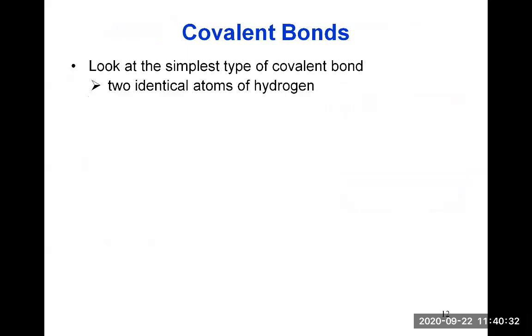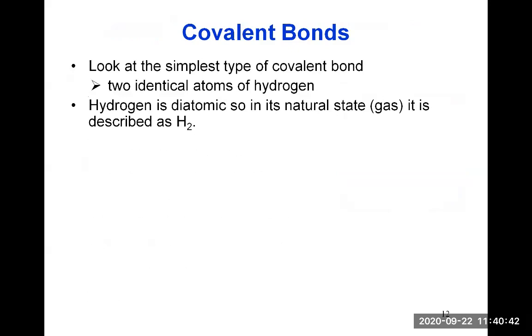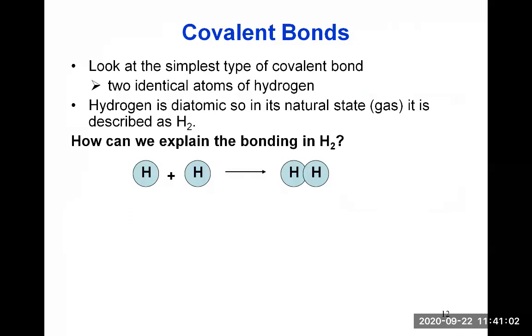So now let's look at covalent bonds. And let's look at the simplest type of covalent bond, which happens between two identical atoms of hydrogen. Hydrogen is a diatomic molecule, and in its natural state it is a gas. It is described as H2. So you do not find hydrogen atoms by themselves in nature. What you find is a diatomic molecule made of two hydrogen atoms bonded together. So how can we explain the bonding in H2? Why do they do that?